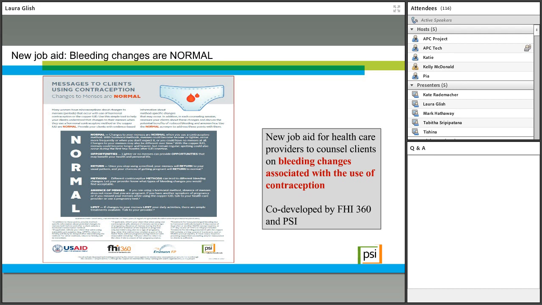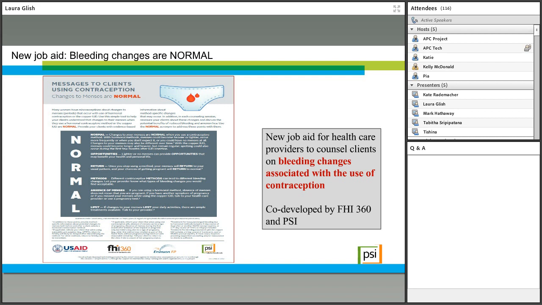PSI and FHI 360 worked together to develop a job aid for providers to remember key messages to cover when counseling women on methods that may change their periods, so they understand that it's normal. It can be a positive opportunity, and their fertility and their periods will return to normal once they stop using the method. Different methods have different changes in bleeding, so you can choose what you'd like based on what's most likely with each method. Absence of menses does not mean you're pregnant if you're using your method consistently and correctly. And if the changes are limiting your lifestyle, you can always seek treatment or change your method.